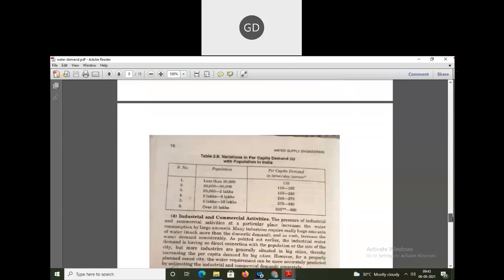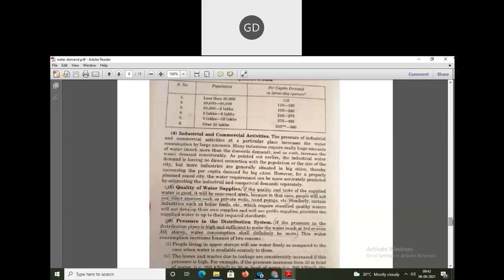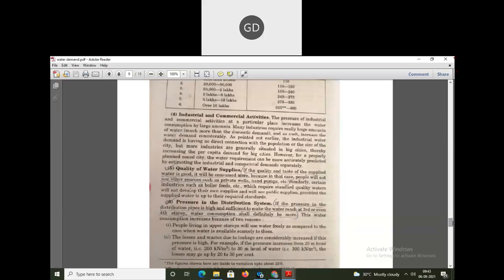Next factor is your industrial and commercial activities. Wherever in big cities or towns, as I already said, there are more industries, more industries means more water is being used. So that is this point.